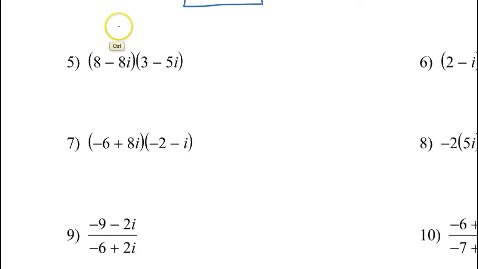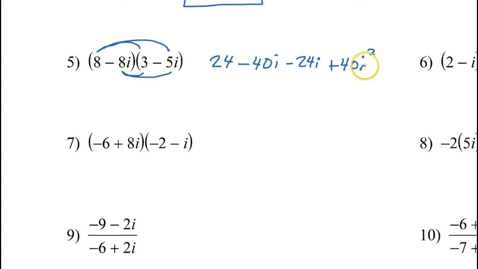Okay, we have some multiplication about to happen. Double distributive property. So 8 times 3 and 8 times -5i. So that's going to give us 24 minus 40i. And then we're going to do -8 times 3 and -8 times -5i. That's going to give us -24i and positive 40i squared. Remember that i squared is -1. So because i squared is -1, that's going to make this into a -40 with no i.